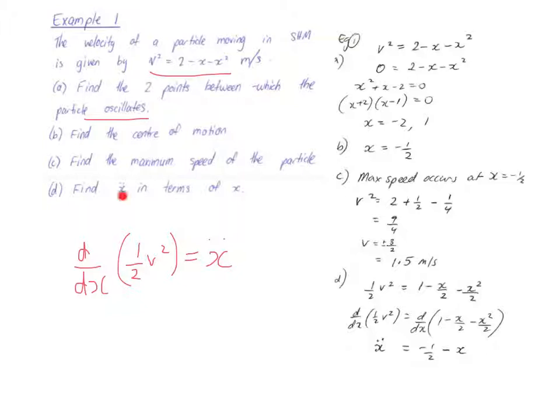And then find the acceleration in terms of x. So that's where we have to use this equation here. Starting with v squared equals 2 minus x squared, I just halved everything, and then I differentiated both sides, because when you differentiate the left-hand side with respect to x, you get the acceleration, and when you differentiate the right-hand side with respect to x, you end up with this. And then we have acceleration in terms of x.